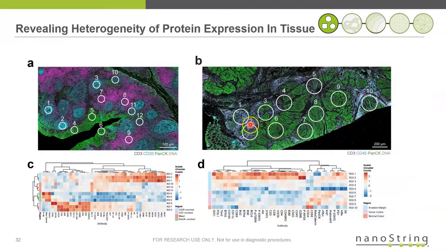Again, with these geometric ROIs, just looking around either lymphoid tissue or tumor tissue, you really start to parse out the heterogeneity of the expression of the different markers in our panel across the different regions of interest.